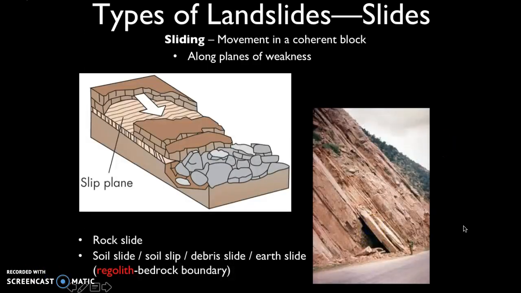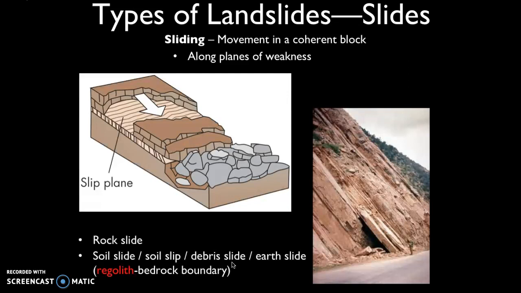Third type of landslide that we have are slides themselves. So sliding is going to be the movement of a coherent block, as opposed to slumps where you had kind of like a curved surface underneath the slump blocks. Now we have a plane on top of which the whole soil, the whole upper part is moving and sliding down past it. So again, we're going to have this plane as you're seeing here, and everything on top is going to move downward. So it can be a rock slide like you're seeing here, but it could also be a soil slide, soil slip, debris slide, earth slide as you're seeing.